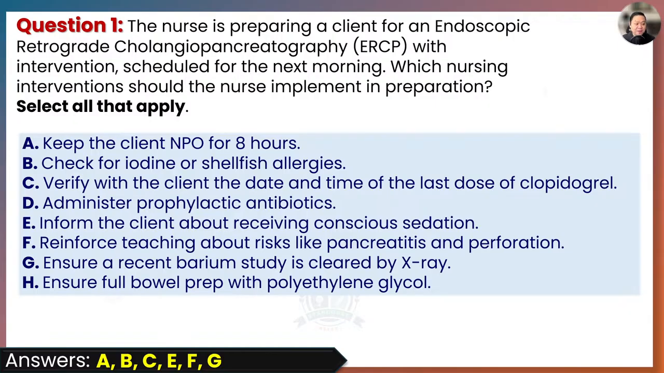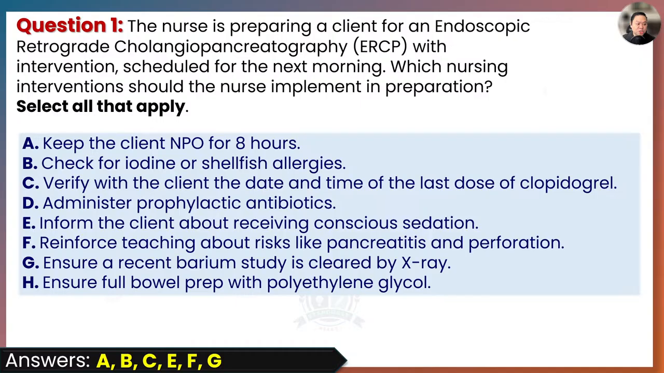Now, letter F is also correct because ERCP carries many risks such as pancreatitis and perforation. Even though the provider or the gastroenterologist is responsible for explaining these risks, it's also your role to reinforce the information to ensure the patient understands the potential complications.